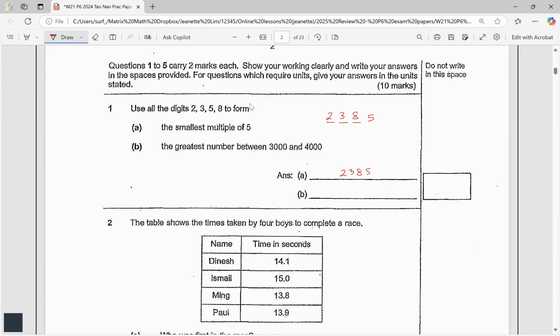For B, you want the greatest number between 3,000 and 4,000. Between 3,000 and 4,000 means that we definitely need a number that starts with a 3. Since we want the greatest, the bigger number will come first. So starting with 8, then 5 and 2. So 3, 8, 5, 2.